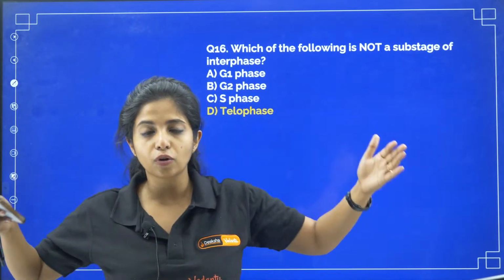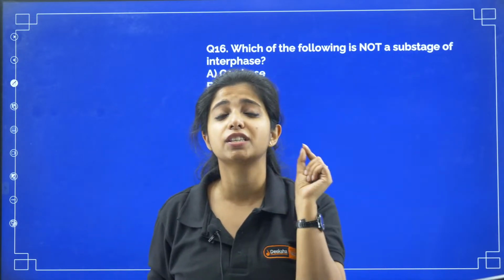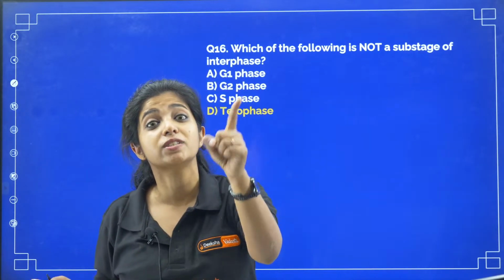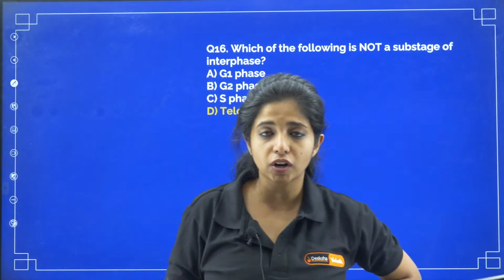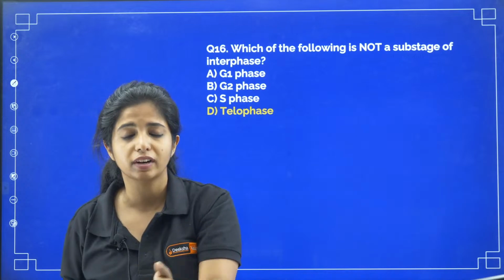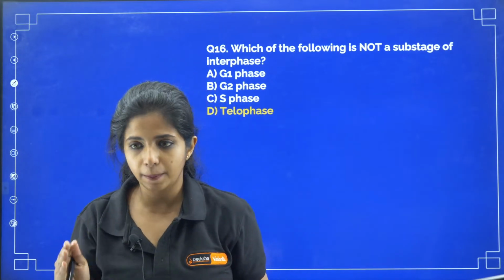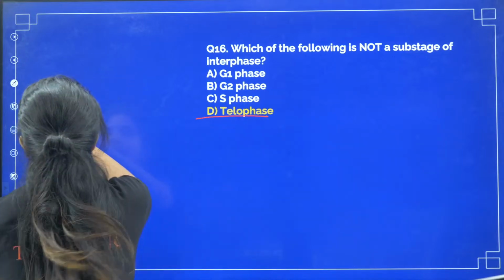In G1 phase, the cell grows in size. Some organelles replicate. S phase is known as synthesis phase, because the DNA is going to replicate, and also the centrioles are going to replicate. And then you have G2 phase. What happens in G2 phase, my dear children? In G2 phase, the other organelles which are left behind are going to replicate, and the proteins also increase in number. But telophase is not going to come under that. Telophase comes under mitosis.